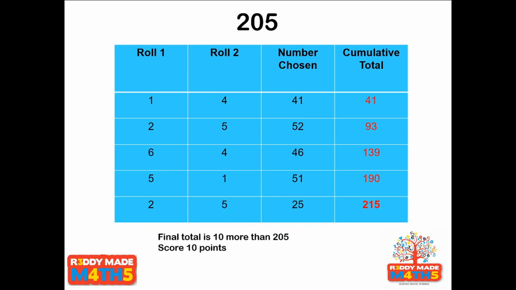Here's an example of a 205 game board. On the first roll, we've rolled the digits 4 and 1, which gives us the option of 41 or 14. This player chose 41. On roll number 2, it was a 5 and a 2. Again, you can choose 25, which would have given us 66, or you can choose 52. The player chose 52. We've now got a cumulative total of 50 and 40 is 90, and 2 and 1 is 3, partitioning at 93.